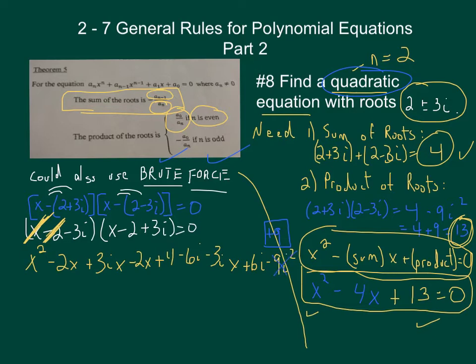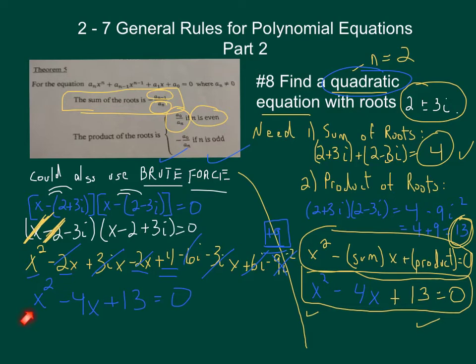Plus 9. Okay, plus 3ix and minus 3ix cancel. So, x squared has no friends. He's like Mr. Williams, no friends. Minus 2x minus 2x is minus 4x. Plus 6i and minus 6i cancel. Looks like I have plus 4 plus 9. That's plus 13. Equals 0.